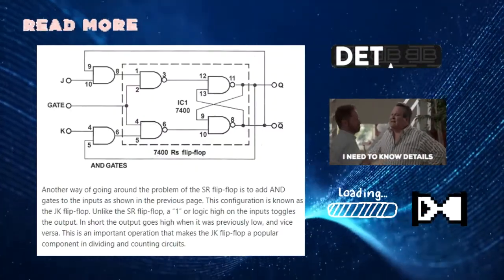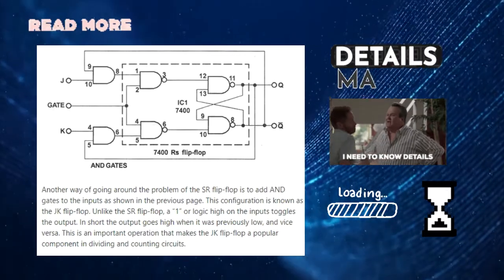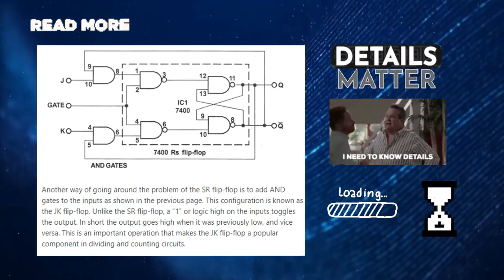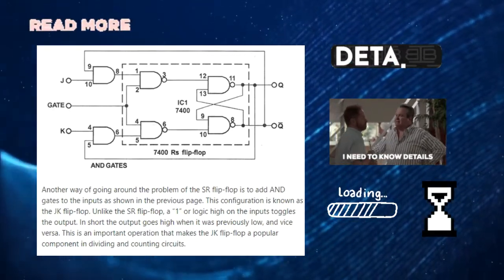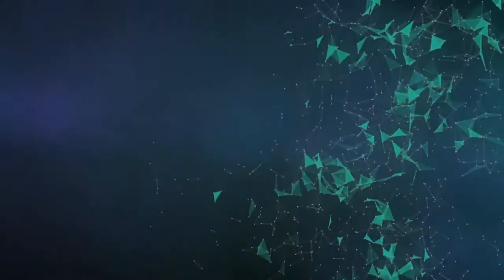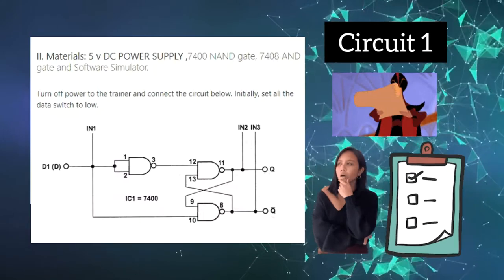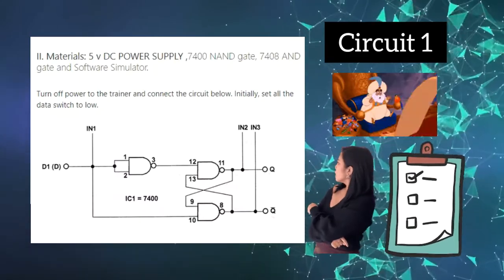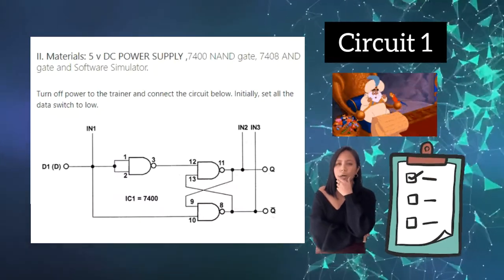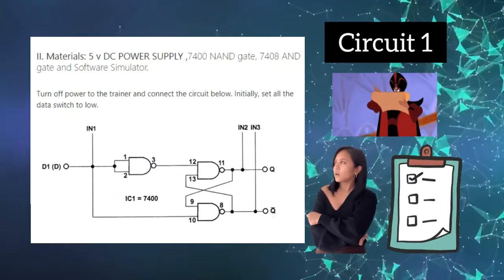Another way of going around the problem of the SR flip-flop is to add AND gates to the inputs. This configuration is known as the JK flip-flop. And here are the materials that we're gonna need: 5 volts DC power supply, the 7400 NAND gate, 7408 AND gate, and a software simulator.